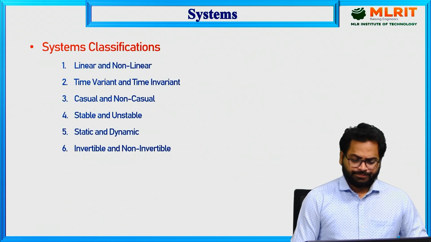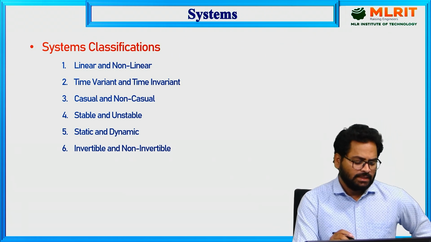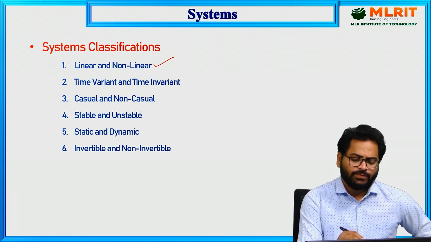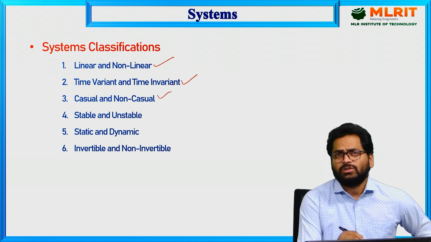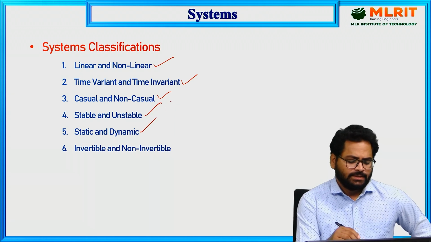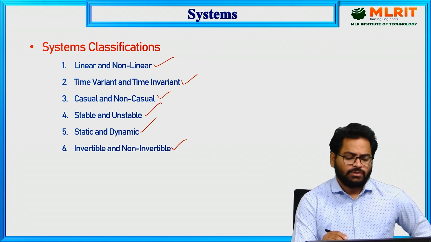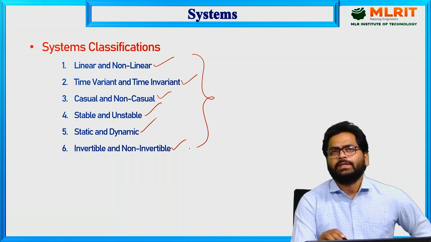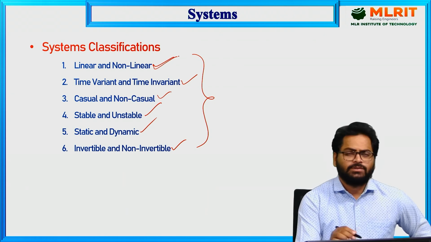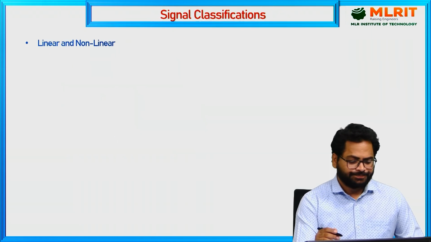Right? Next one, system classifications. What system classifications are there? One is linear and non-linear systems, and time variant and invariant systems. Next, causal and non-causal, and stable and unstable systems. Next, static and dynamic, and the next one is invertible and non-invertible systems. So these are the 6 kinds of systems we are classifying, and among these 6 classifications we are going to deal with linear and non-linear systems for this lecture. The remaining will be discussed in the subsequent lectures.